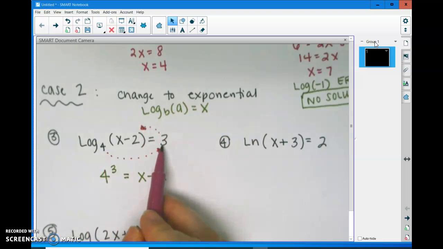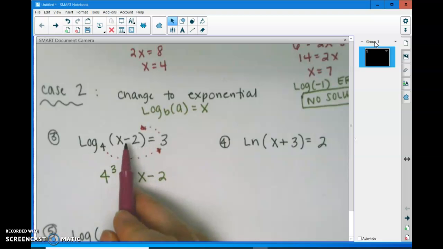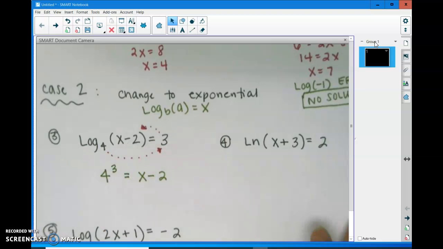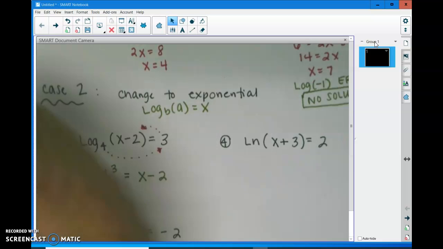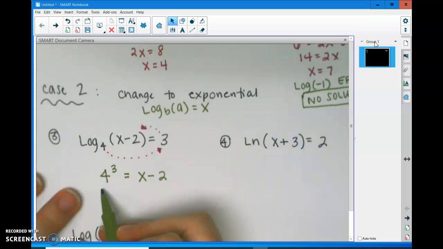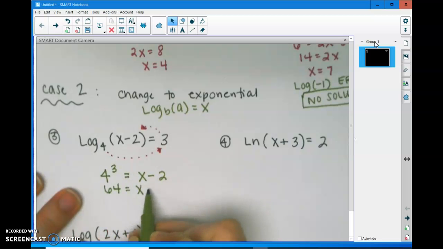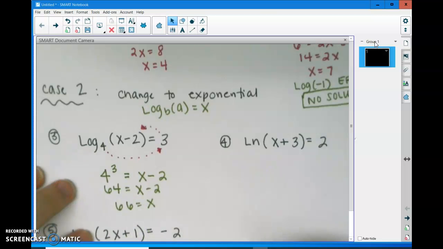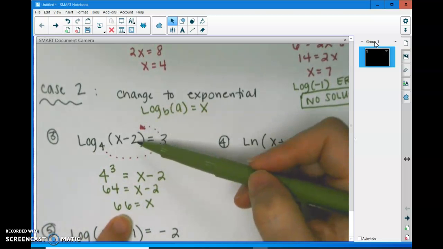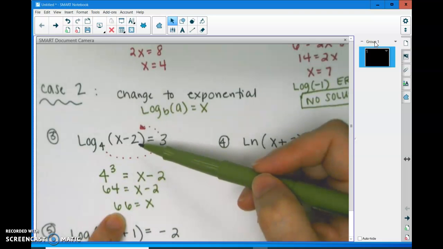4 to the third power equals x minus 2. So that could just be a little trick that you use. 4 to the third power is going to go into the calculator. 4 to the third power should be 64. And then just finish solving for x. So I would have to add 2 to both sides. And I still need to check and make sure that this is not going to be negative, but 66 minus 2 would be fine.